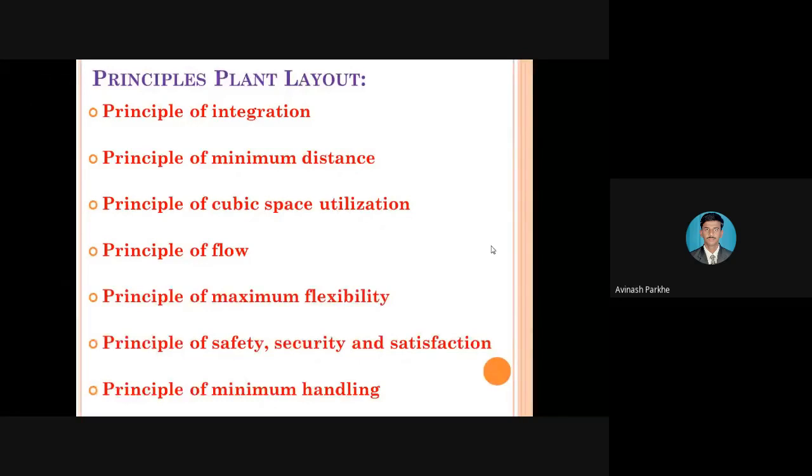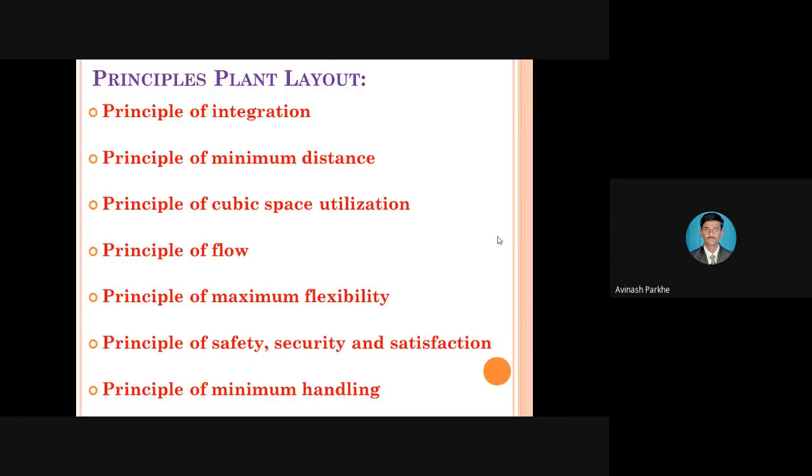And as we know, there are some heavy duty machines and heavy duty components which have maximum size, and sometimes the height is also very large. So whatever the height of that particular industry or space is, that height of the space also we can utilize for installing your machines. Therefore, this third principle is related to cubic space utilization.